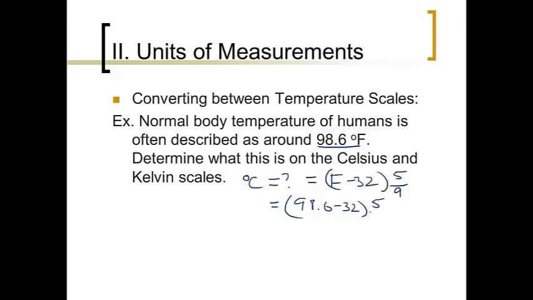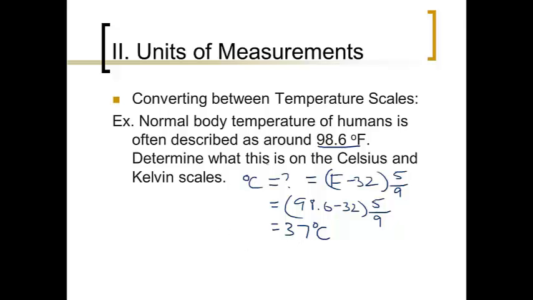Okay. Plug in our numbers, 98.6 minus 32, multiply by 5, divide by 9, and you should come out with, if we do our math correctly, 37. Now 37 what? It's 37 degrees Celsius. Okay, so your body temperature on the Celsius scale should be pretty close to 37 degrees Celsius.